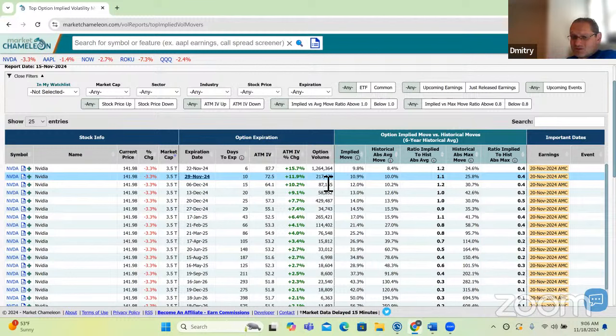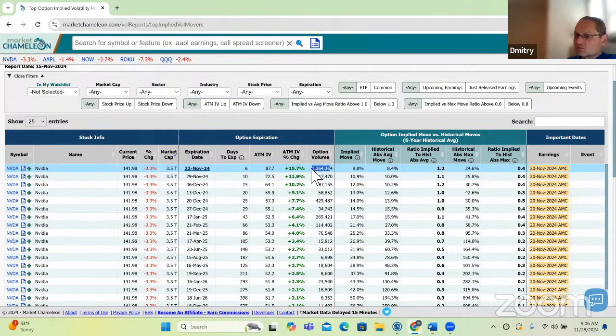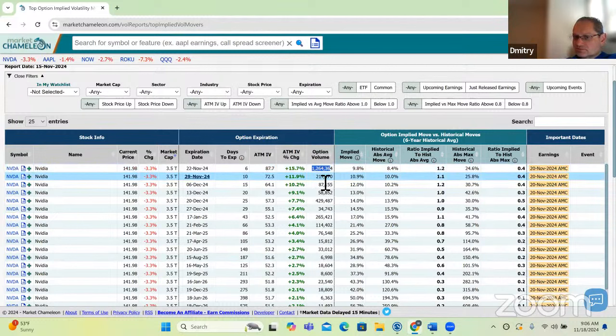Sometimes you might just have a wide option with zero trading volume, and maybe the implied volatility moved higher because the dealers are moving around their bids and offers that could be pegged to other things that are making them go up or down, or the markets are just very wide. But here we see that there is a lot of trading volume behind those option values, 1.26 million.